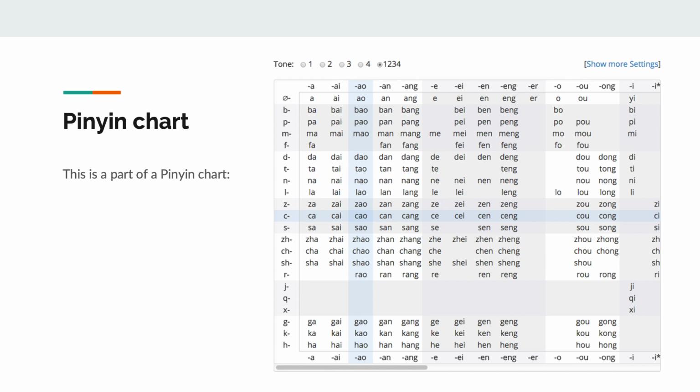Let's review pinyin once again. Here is another pinyin chart example. It doesn't have all the pinyin spellings, but it is just an example. There are internet resources you can access that have interactive pinyin charts. I will give you the links later.